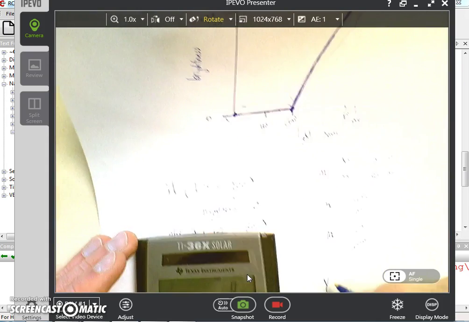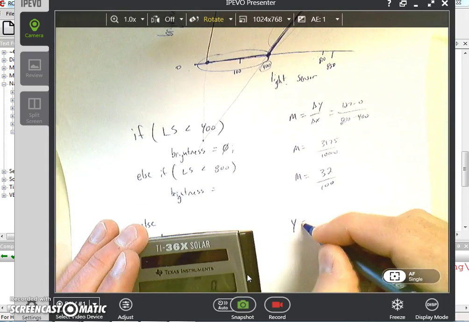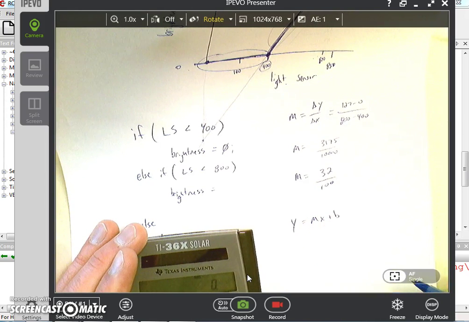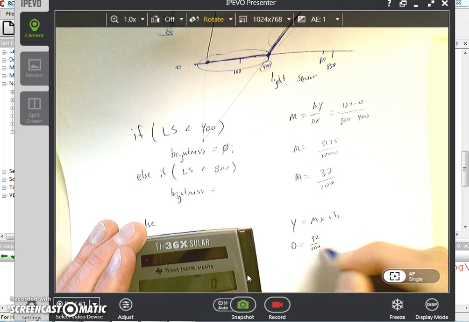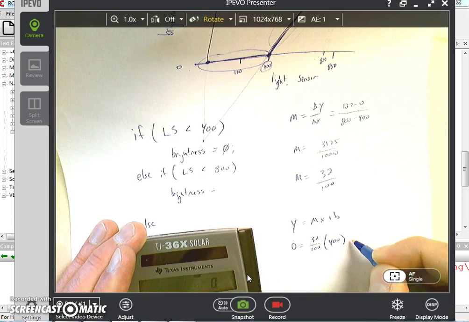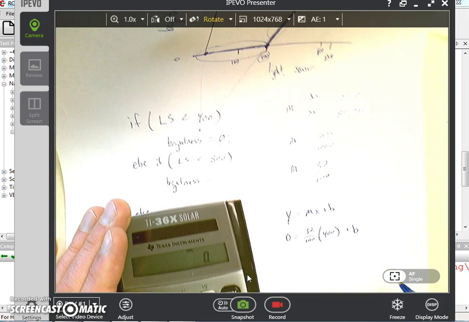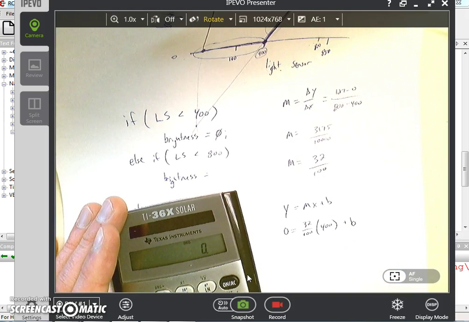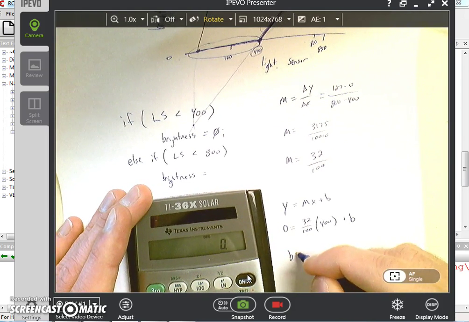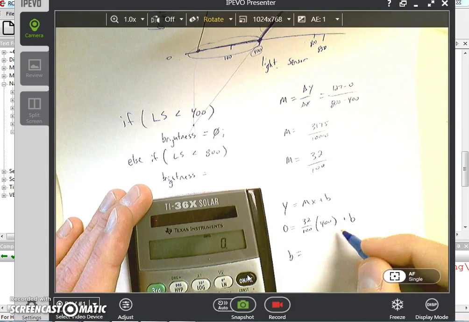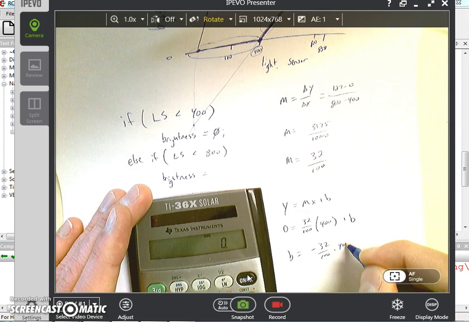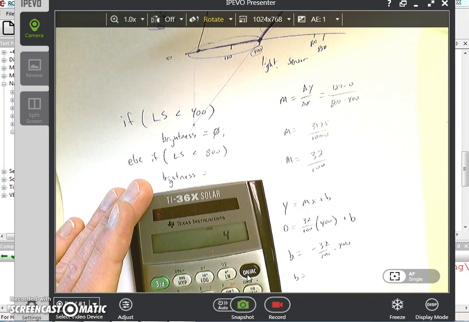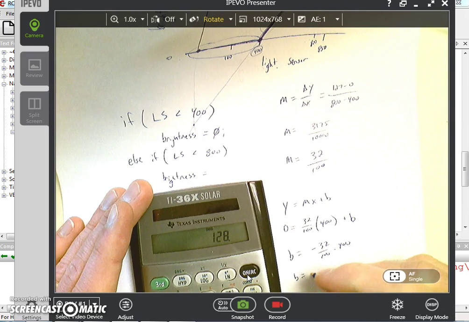So if you remember from algebra class, we have y equals mx plus b. We know that y is 0, m is going to be 32 over 100, and x is going to be 400. So we want to solve for b. So let's solve for b. b is going to be equal to, if we move this over to the other side, negative 32 over 100 times 400. So I basically have 4 times 32. I get a negative 128 for my value.